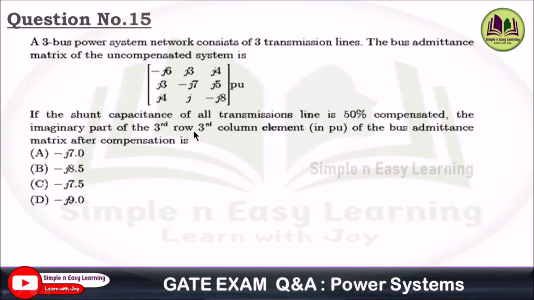So that is the third row, third column, that means y33. The imaginary part of y33 is asked when the lines are 50% compensated. The given Y bus is for the uncompensated system, so we need to assume 50% compensation and find y33. The options are given here. Solution.